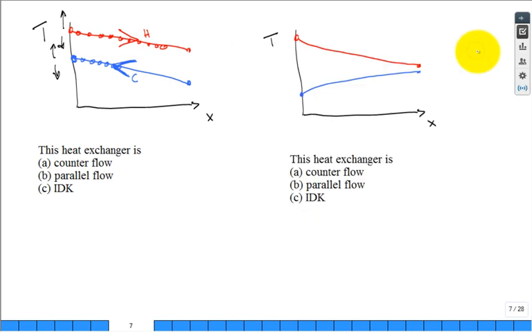Good job, right? Not a hard question. If you take a look at this, I want to now talk a little bit about our heat capacity rate. Do you remember cap C?